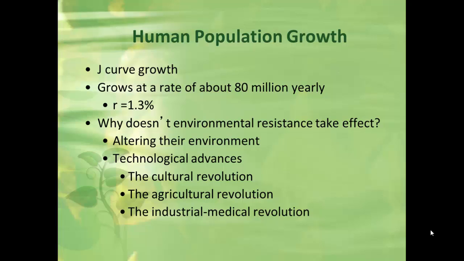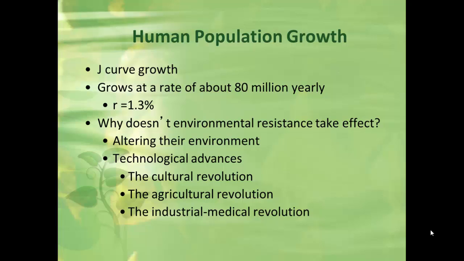The last thing we need to look at is human population growth. Human population growth is going to give a J-curve growth, which is similar to the exponential growth curve. The human population grows at a rate of about 80 million people yearly. The growth rate, or r, is right at 1.3% yearly.